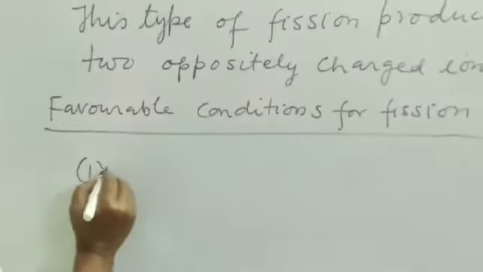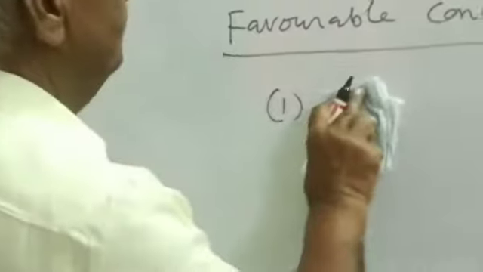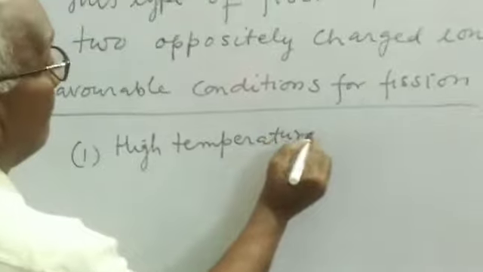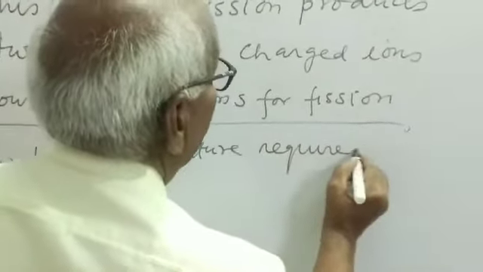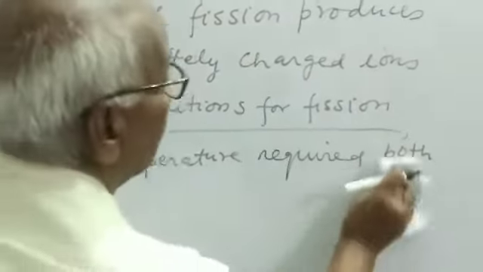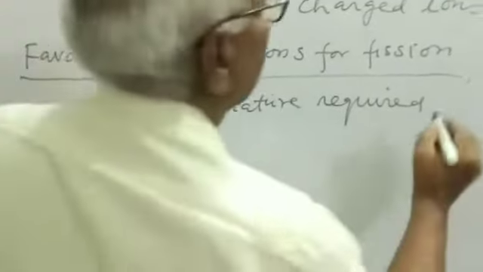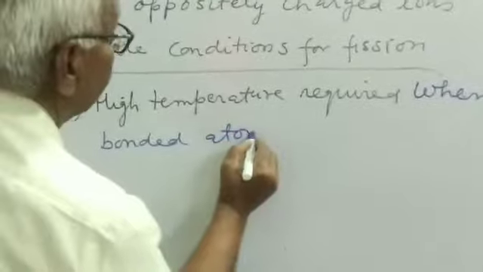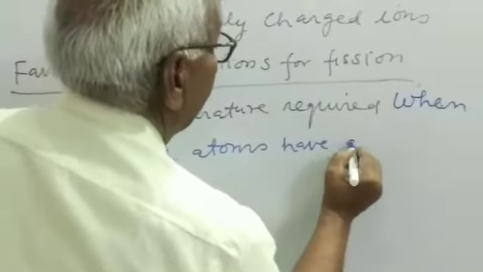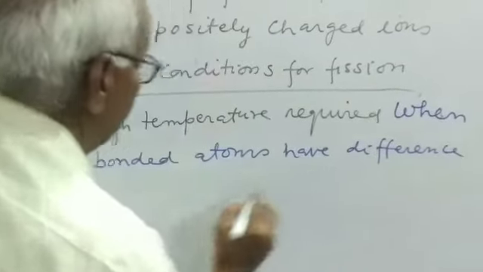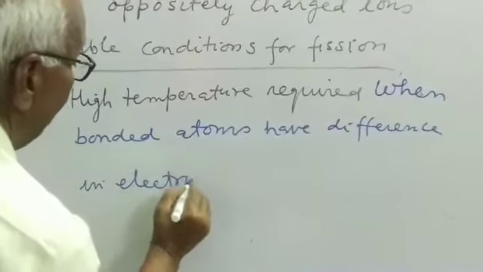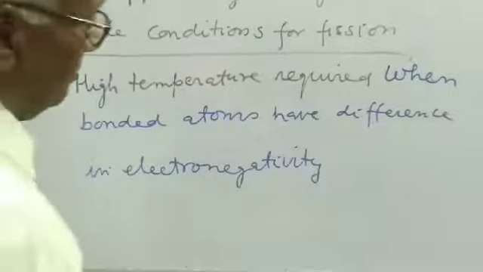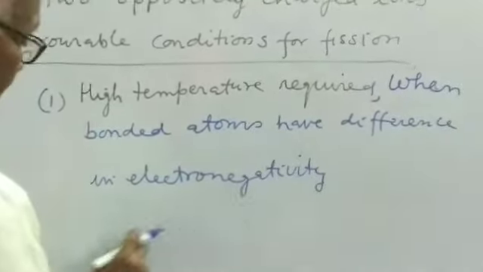Number 1, temperature. High temperature is required when bonded atoms have a difference in electronegativity.